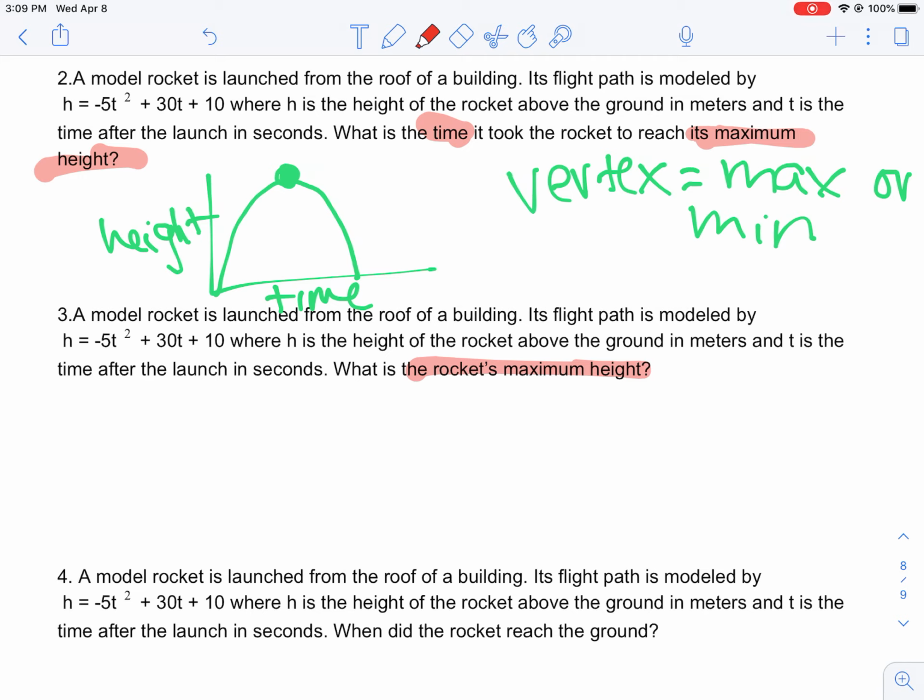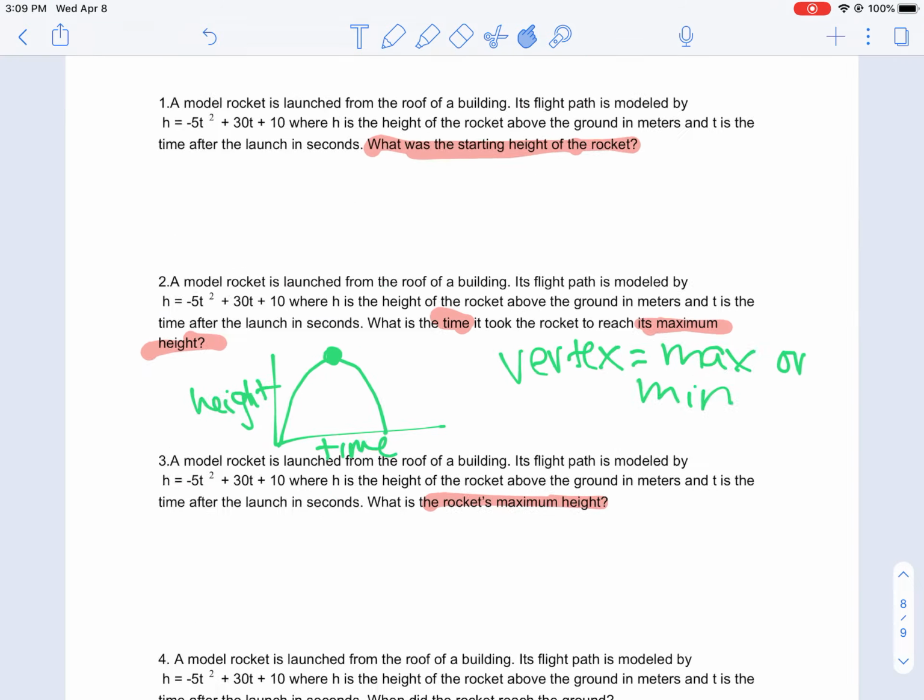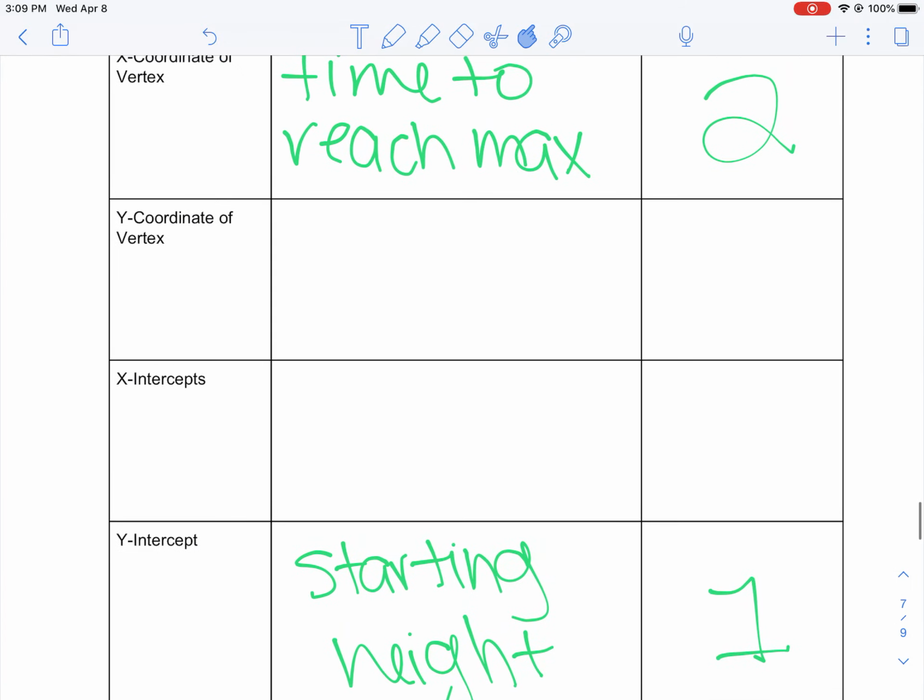Number 3, it wants to know what the rocket's maximum height is. Well, looking at our scenario that I just drew, the rocket's maximum height would be the y value of our vertex.